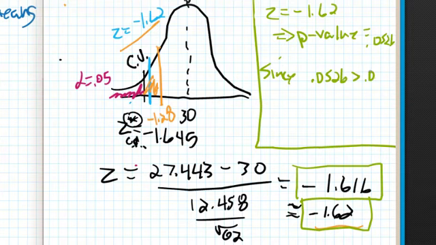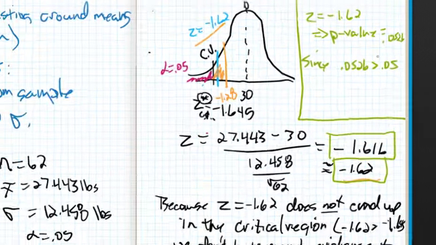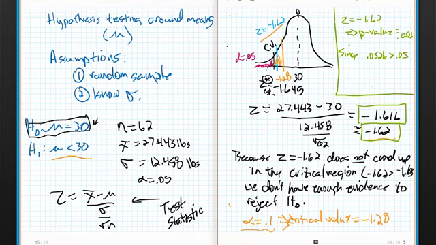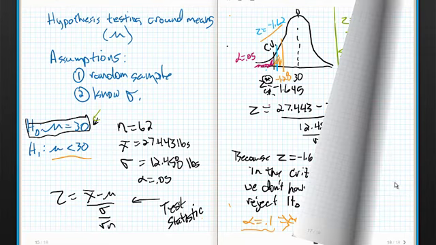Since 0.0526 is greater than 0.05, just barely, just by the skin of our teeth, do not reject the null hypothesis. There is not enough evidence to reject the claim that an average of 30 pounds a week of garbage is produced by a certain community. All right? Okay.